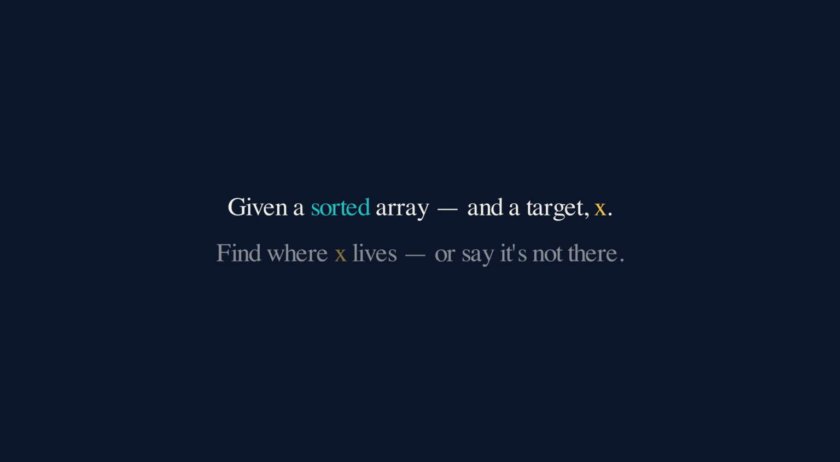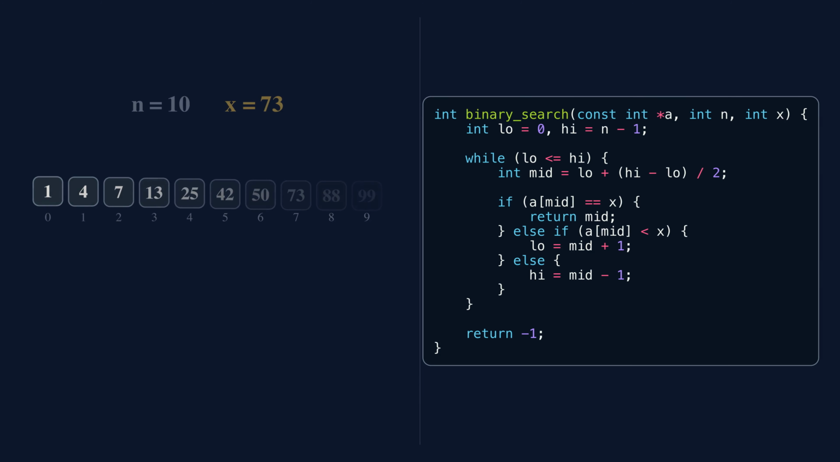All right, let's pin down the actual problem. You're handed an array of numbers, already sorted, smallest to largest, and a target, let's just call it X. The job: find where X sits in the array, or report that it isn't there at all. Here's the real code. We'll run it slowly, using the same number from the game, 73.